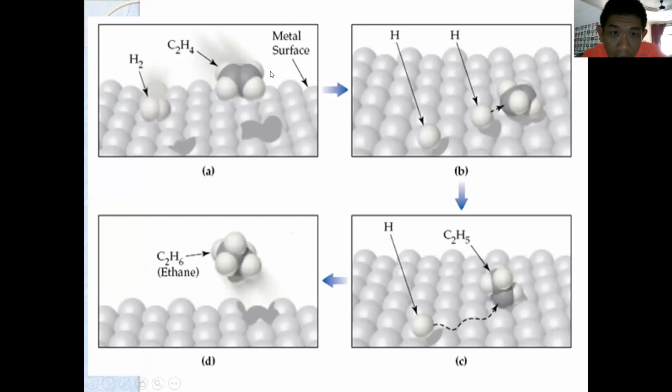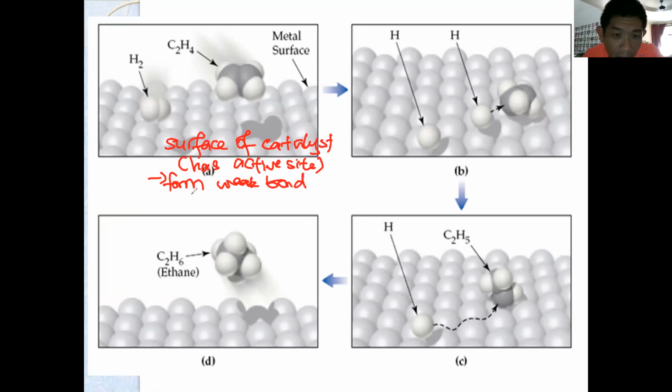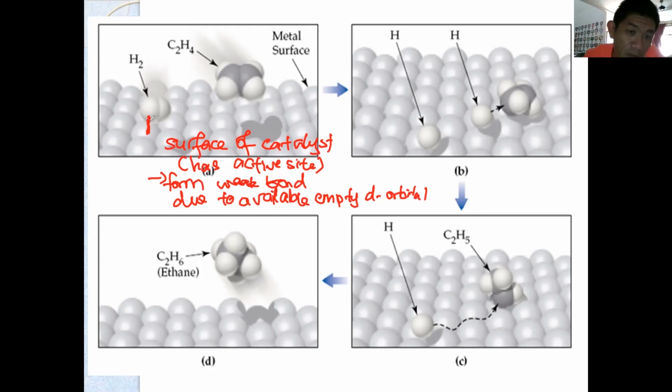As you can see from the diagram, this is the surface of the catalyst, which contains active sites. And you are able to form the covalent bond by using the empty d orbital. Such a process, where the reactant is adsorbed temporarily onto the surface, we call chemisorption. Then as this happens, the hydrogen bond in here is weakened.